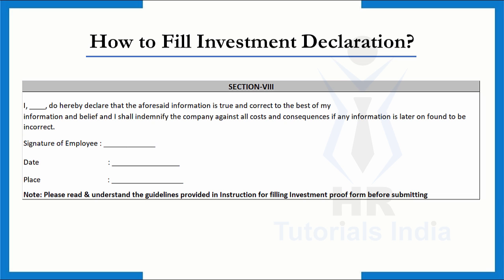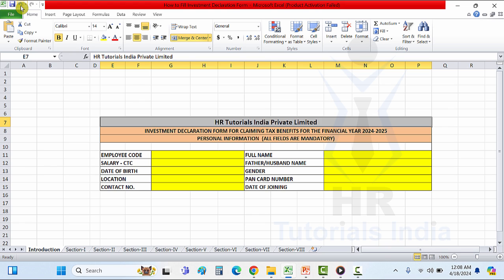Then finally section 8, which is a declaration where we need to fill in the details of an employee and sign it. Now let us see how to fill this investment declaration practically in an Excel sheet. So dear friends, hope you understood the theoretical part, how to fill the investment declaration form. Now let us move on to the practical part. In this practical, I have taken an Excel sheet where I have created different sheets for different sections, as I have already explained in the theoretical part.